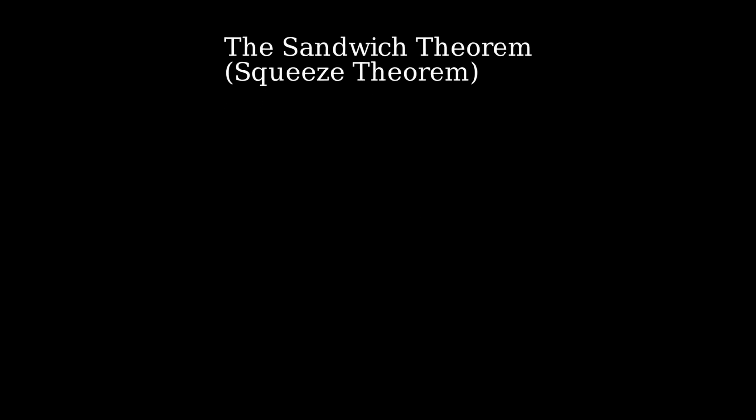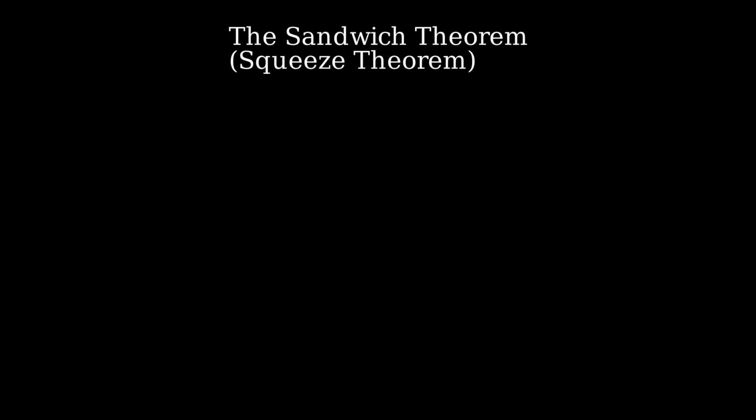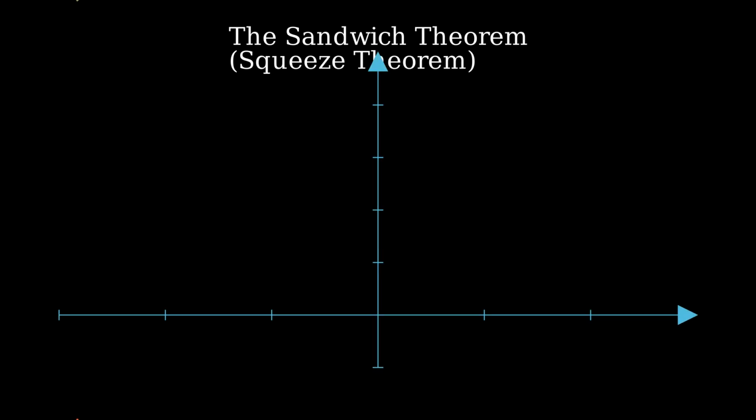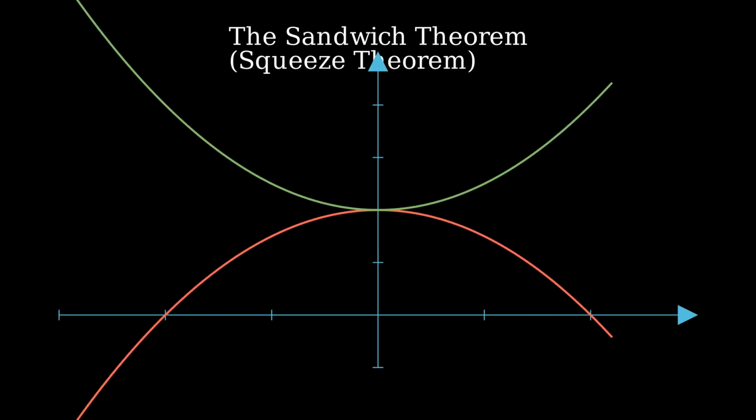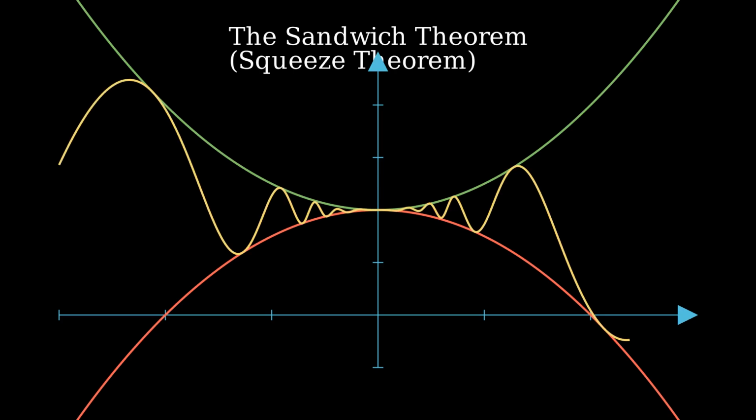Hello! This lesson is on the sandwich theorem, or the squeeze theorem, or the pinching theorem, whatever you want to call it. When we can't find the limit of a complex function directly, we can often find it indirectly. If we can trap or sandwich our target function between two simpler functions that have the exact same limit at a given point, then our target function must share that limit.